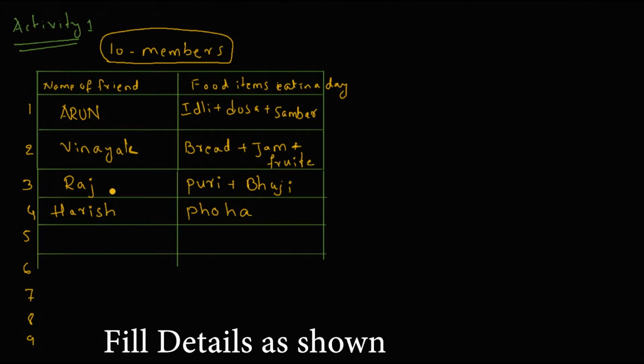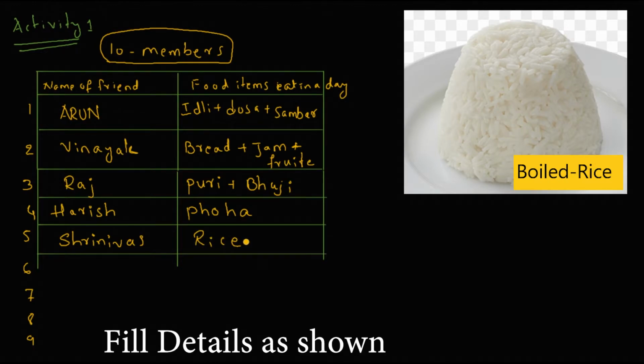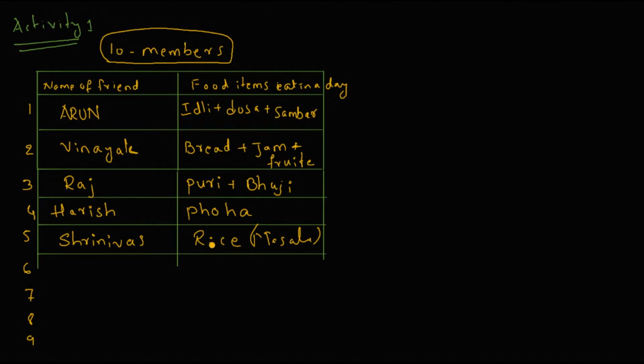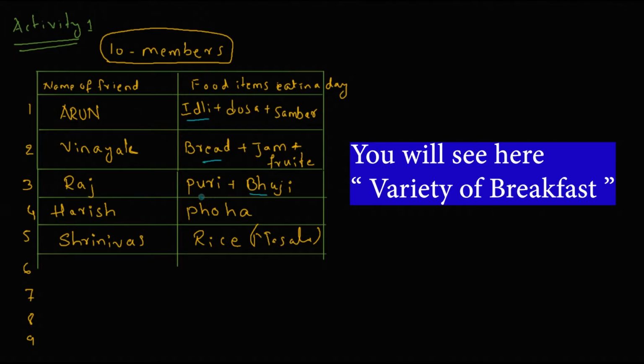So here we need to study different people and the different items they ate. For understanding purposes, take one more friend from another location, his name is something like Srinivas. He had masala rice. Now the question comes: think about all these items. All are different. A seventh person might repeat the same items, there are chances that some items are repeated. But these are all different items: bread is different, bhaji, puri, poha, rice.